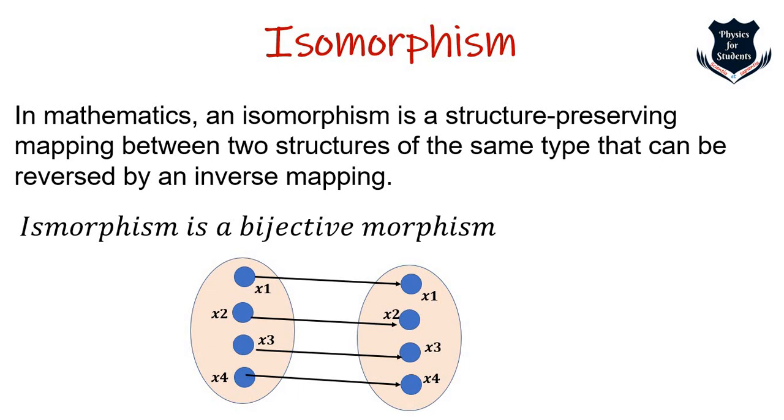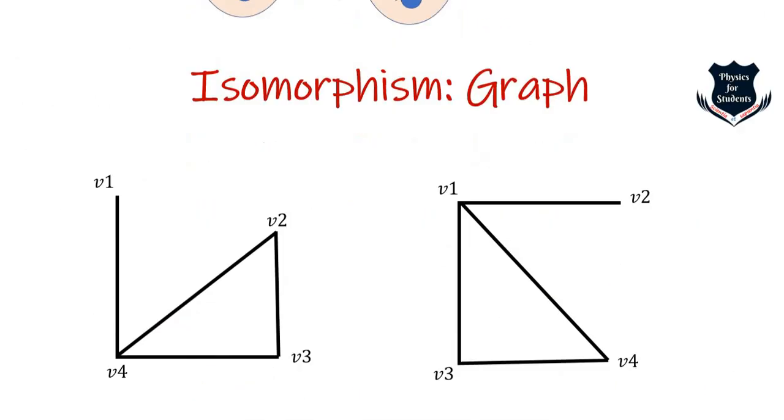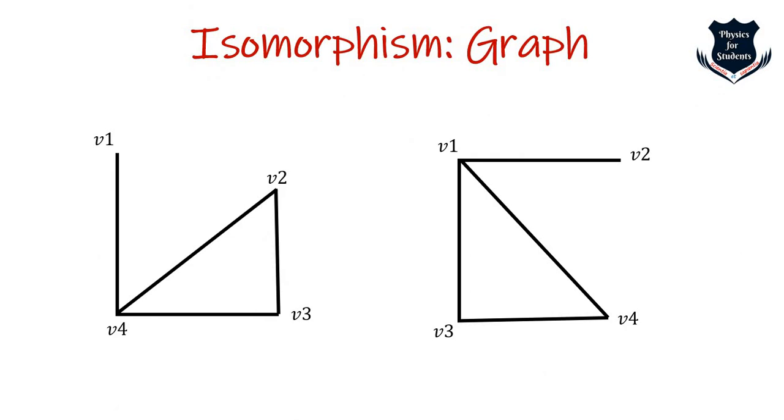So here you can see at the bottom of the screen, every member of the domain, which is on the left hand side, is mapped with every single member of the codomain. So this is how isomorphism takes care of it. Let us see in a very graphical way what isomorphism actually means.